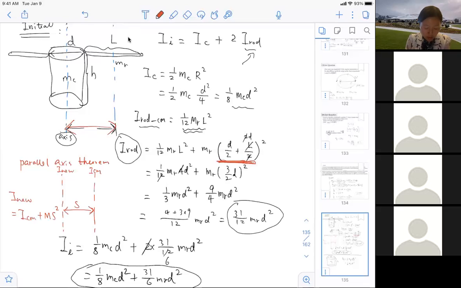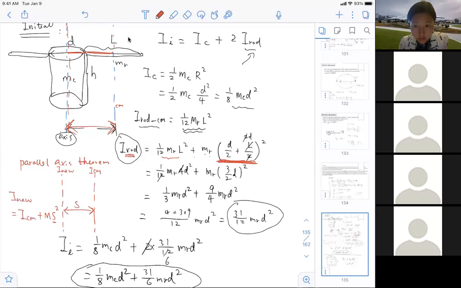M S squared. So here, the rod is rotating relative to this axis. So that I is the I relative to the center, which is here, this blue line, plus the mass of the rod times the distance between these two axes. And that distance, you can see, is half of the D plus half of the L. So here I'm doing the rod. It doesn't have anything to do with the cylinder.